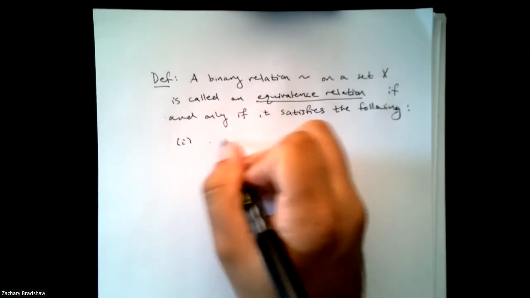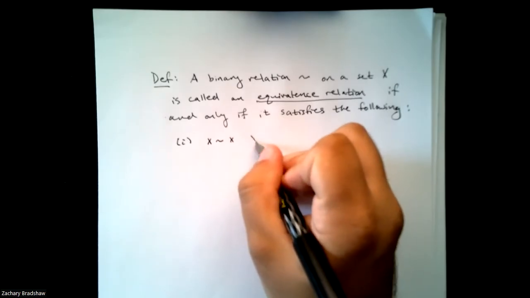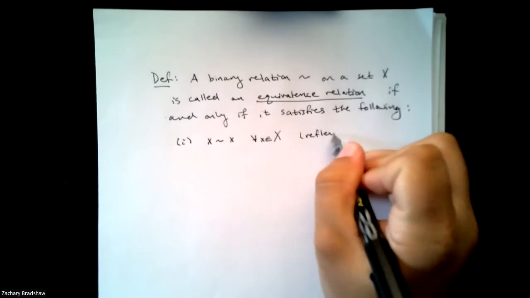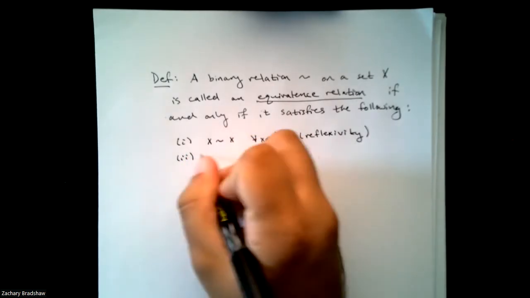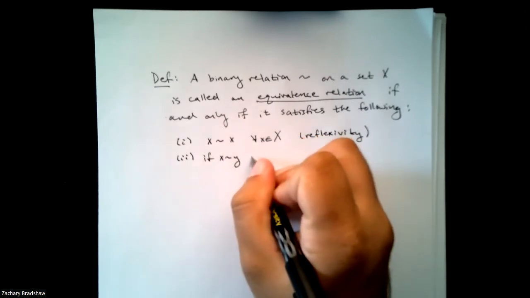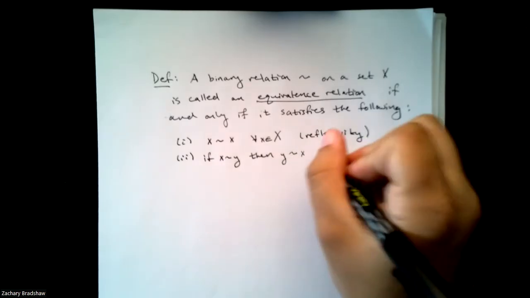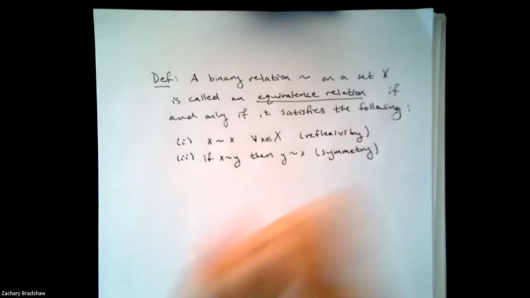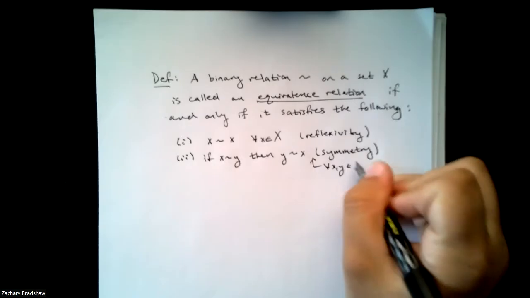So one, we need x to be related to x for all x in the set X. This is called reflexivity. Two, if x is related to y, then we need y to be related to x. This is called symmetry. And this must be true for all x, y in our set X.